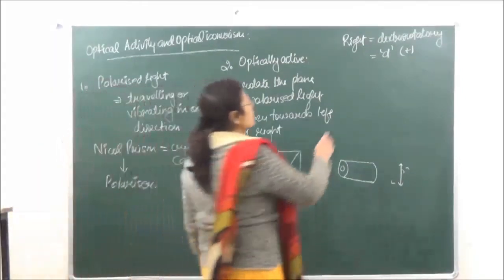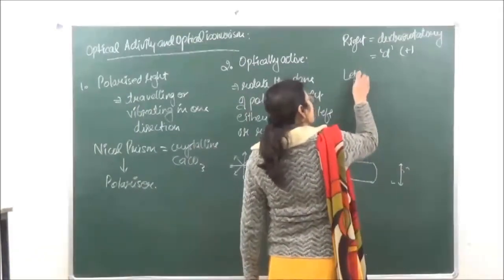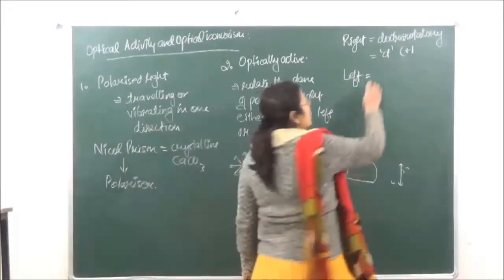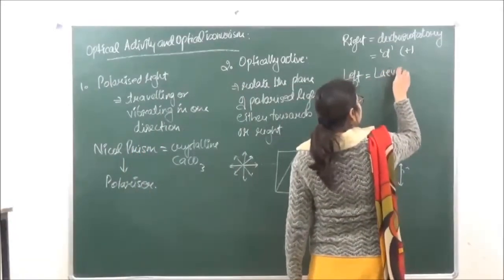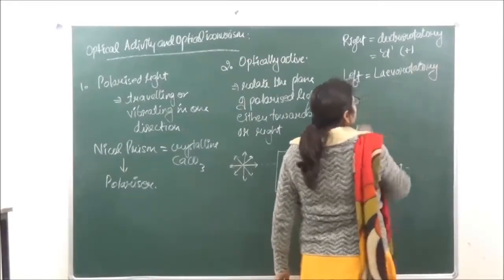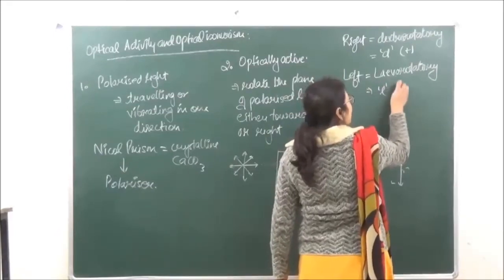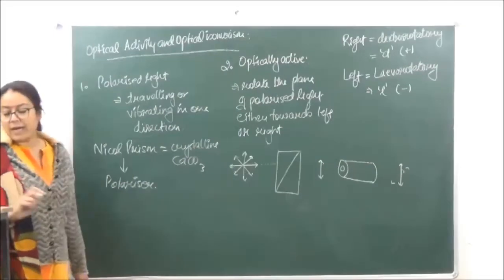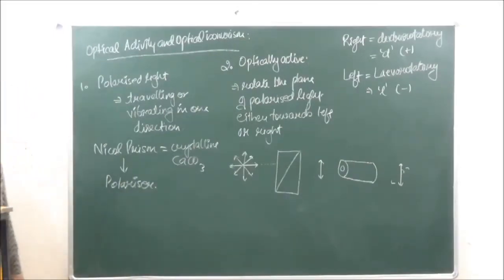Then we have certain substances which rotate the plane of polarized light towards left. They are known as levorotatory. They are designated by L or by a negative sign because they are rotating the plane of polarized light in anti-clockwise direction. So we know what dextrorotatory is, what levorotatory is, and what optically active substances are.